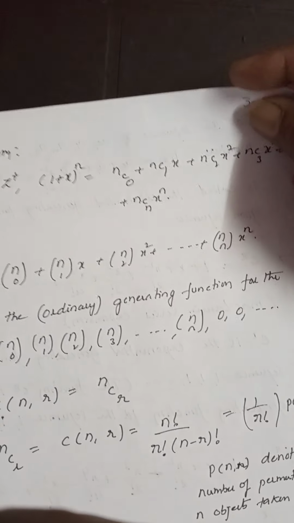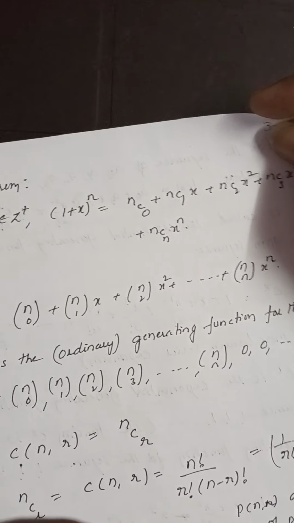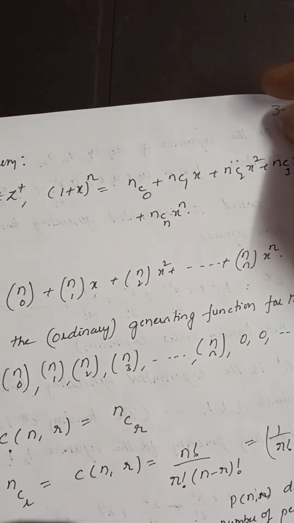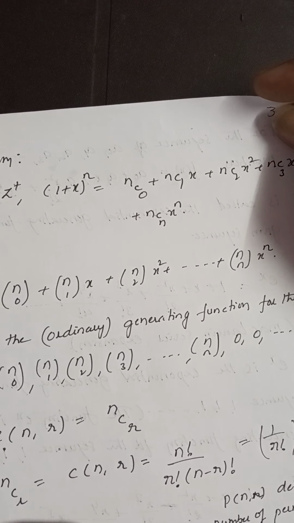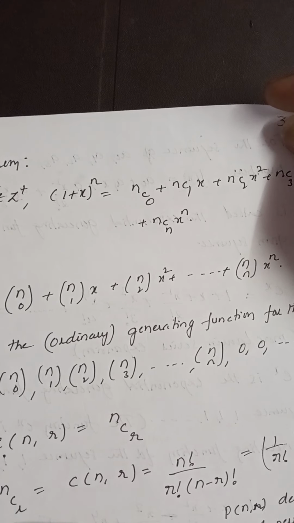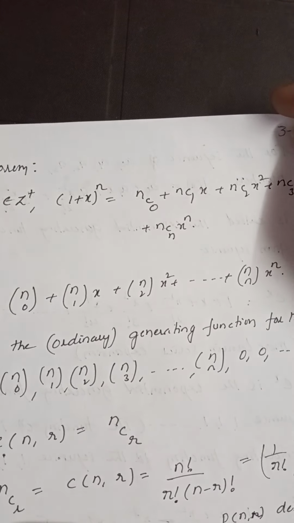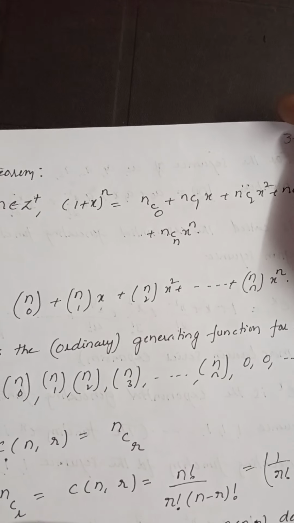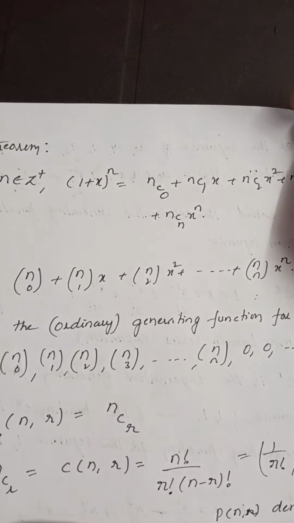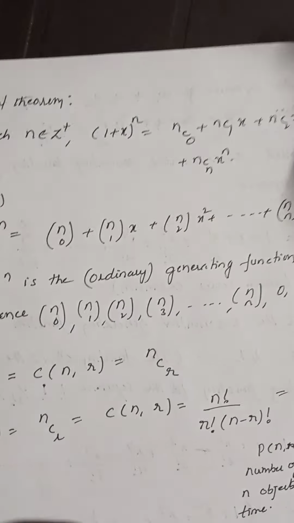(x + y)^n is equal to nC0 x^n y^0 + nC1 x^(n-1) y^1 + nC2 x^(n-2) y^2 + and so on, plus nCn x^(n-n) y^n, right? That is the general binomial theorem.